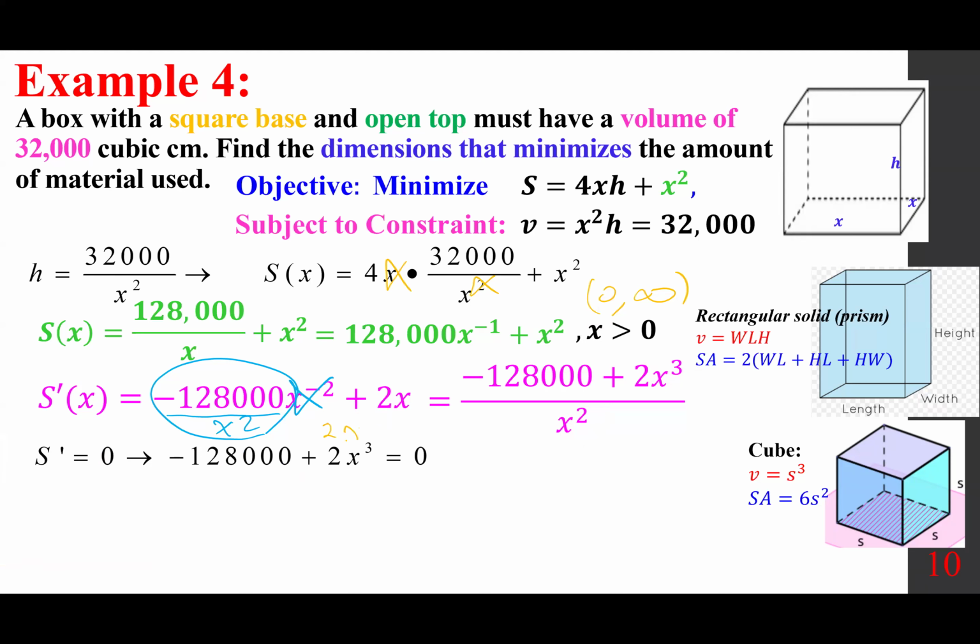2x cubed is 128k, which makes x cubed 64k. And to take a cube root, this becomes x, this becomes 4, and 3 zeros go down to 1. x is 40 centimeters.